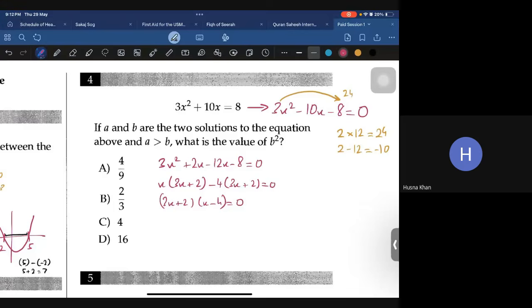Now we equate each of them with 0. 3x plus 2 equals to 0, x minus 4 equals to 0, 3x equals to minus 2, x equals to minus 2 over 3, and x equals to 4. So they said that there are two solutions, A and B, and A is greater than B. So A should be this and B should be minus 2 over 3, right?